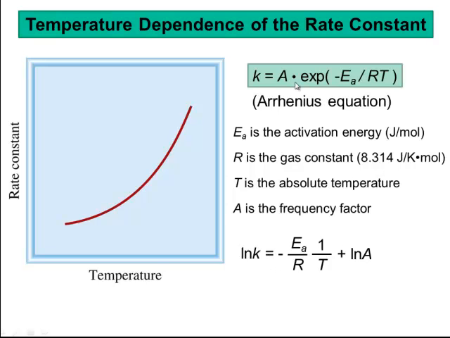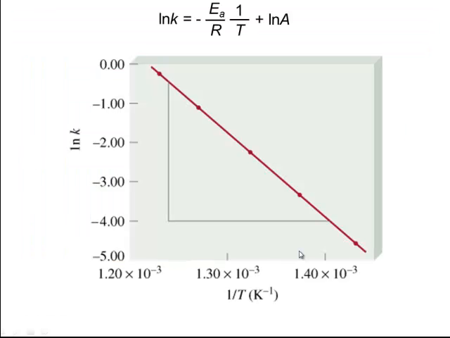Now, if we convert this equation from its exponential form to logarithmic form, then we can write it as ln K is equal to minus EA upon RT plus ln A. Now, if we plot a graph of ln K versus 1 upon temperature, it will be a graph with a negative slope and a y-intercept equal to ln A. And the slope will be minus EA upon R. And since we know the value of R, we can easily calculate the energy of activation.